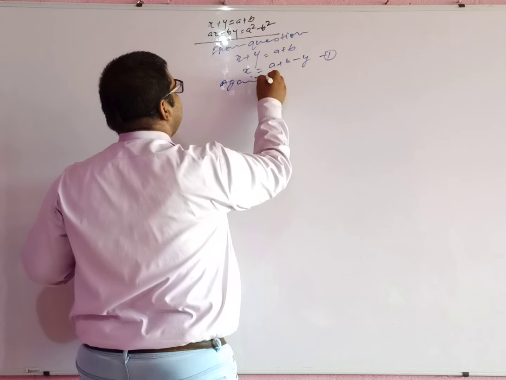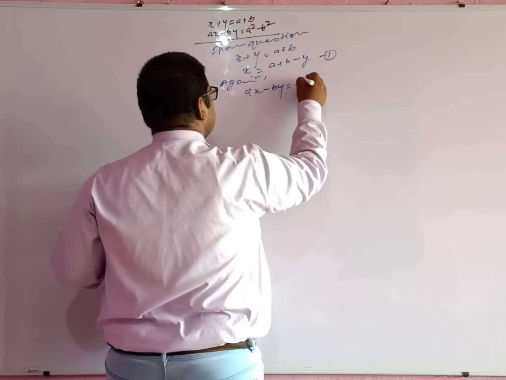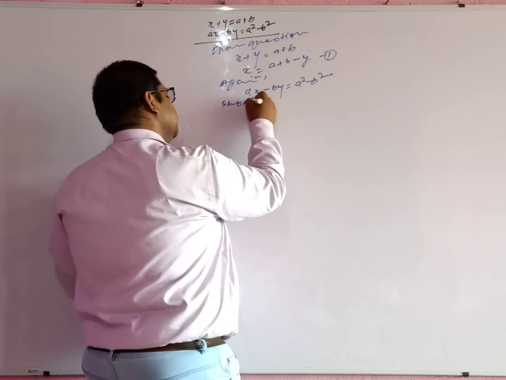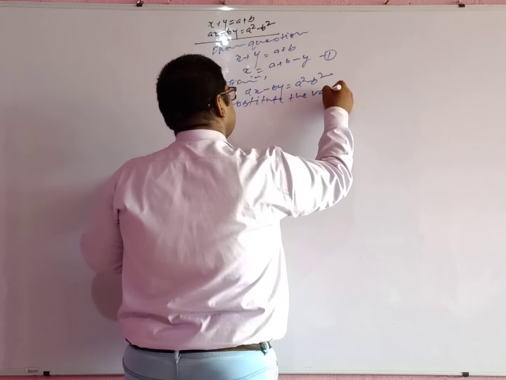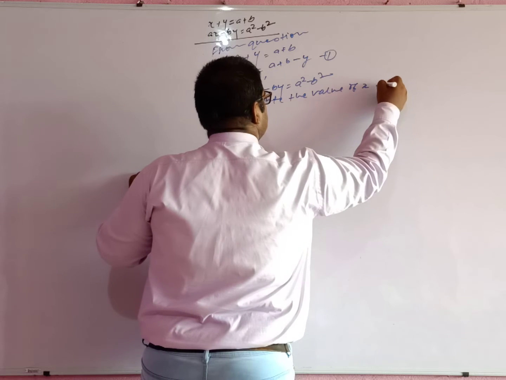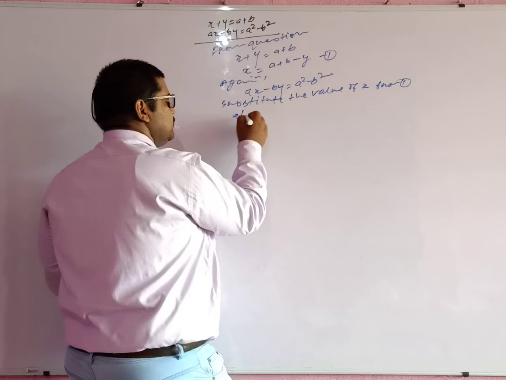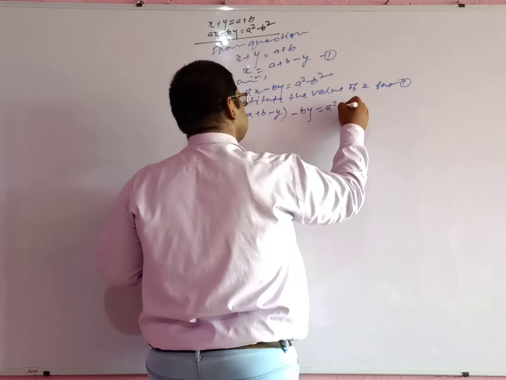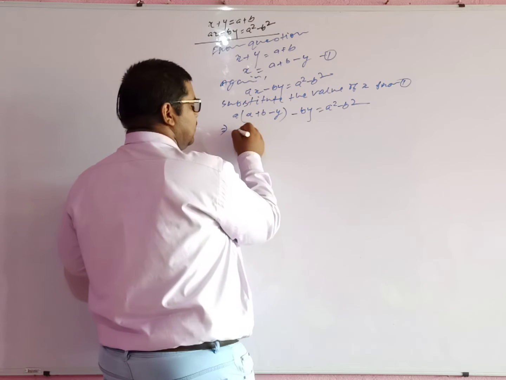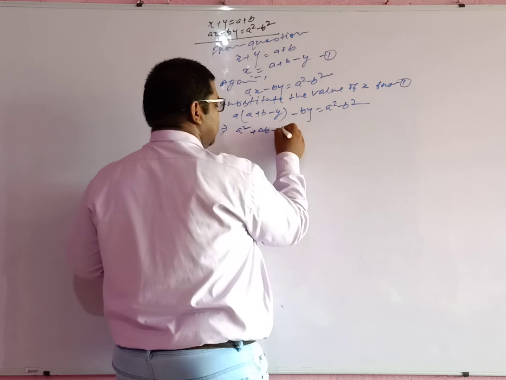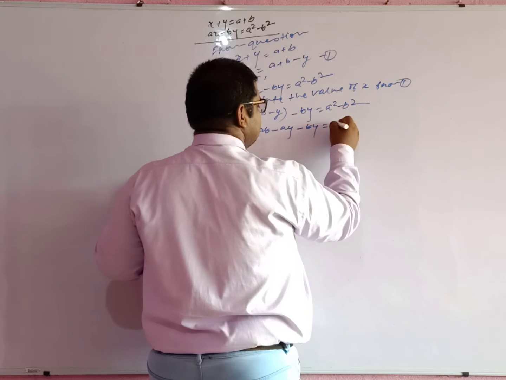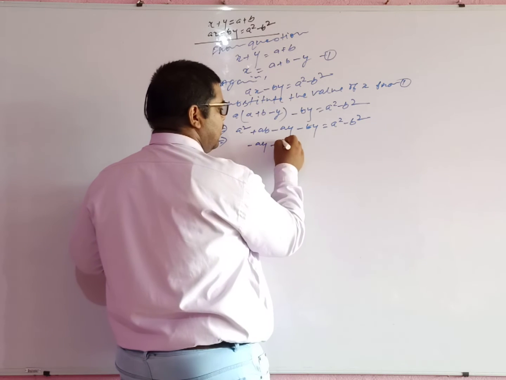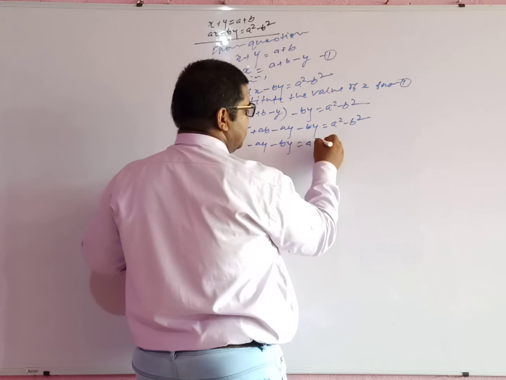Again from the second equation, ax minus by is equal to a square minus b square, you need to put the value of x. So substitute the value of x from the first, a plus b minus y, in place of x: a into a plus b minus y minus by is equal to a square minus b square. You need to multiply: a square plus ab minus ay minus by is equal to a square minus b square.